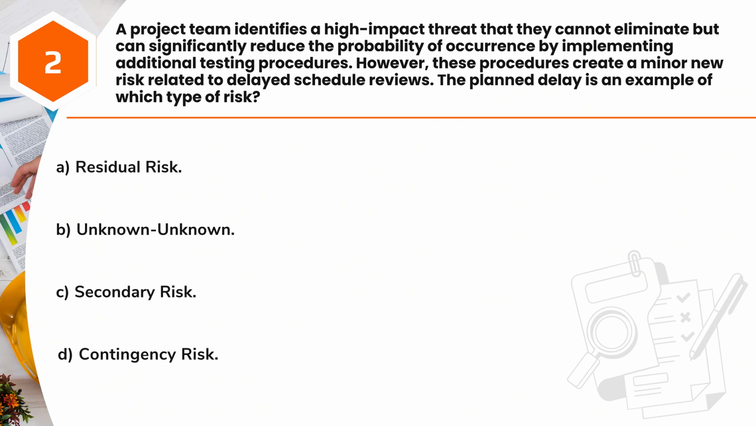Question 2. A project team identifies a high-impact threat that they cannot eliminate but can significantly reduce the probability of occurrence by implementing additional testing procedures. However, these procedures create a minor new risk related to delayed schedule reviews. The planned delay is an example of which type of risk? A. Residual risk. B. Unknown unknown. C. Secondary risk. D. Contingency risk.